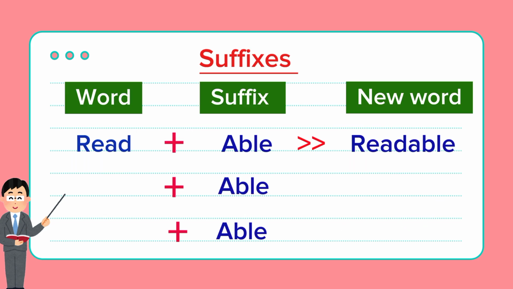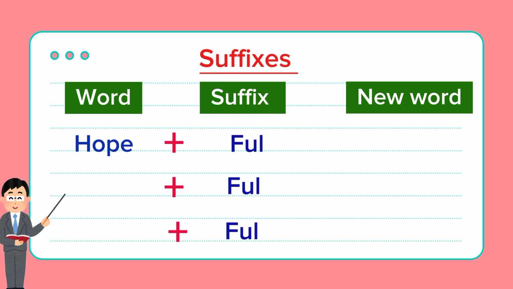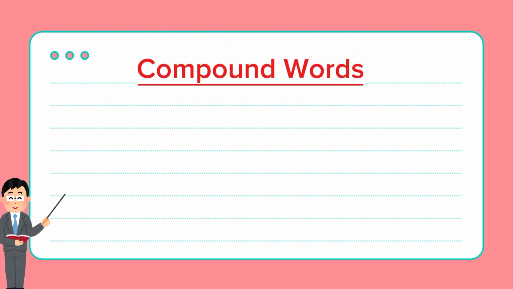Read. Readable. Cap. Capable. Wash. Washable. Hope. Hopeful. House. Houseful. Color. Colorful. Next we learn about compound words.